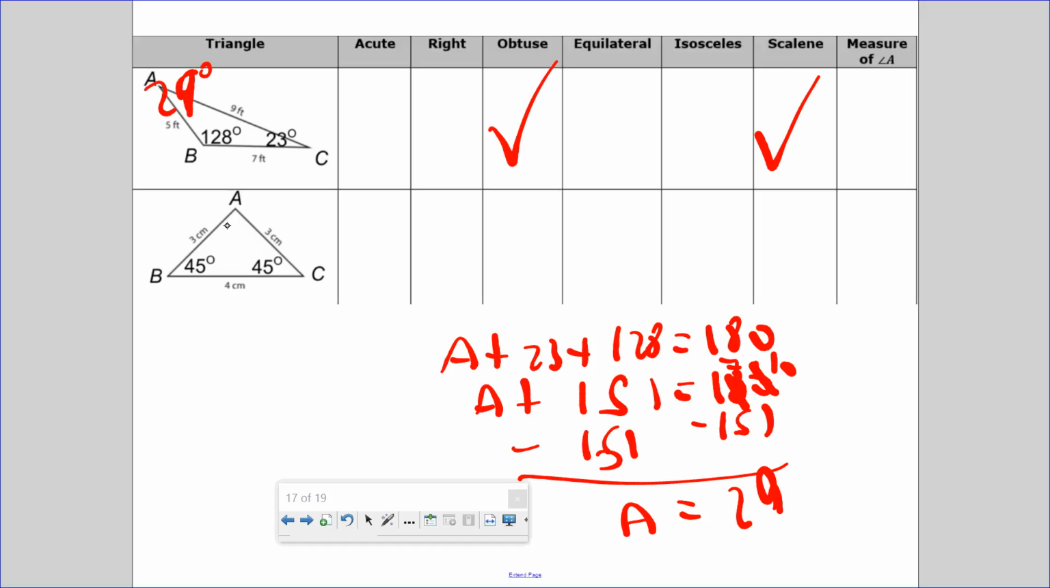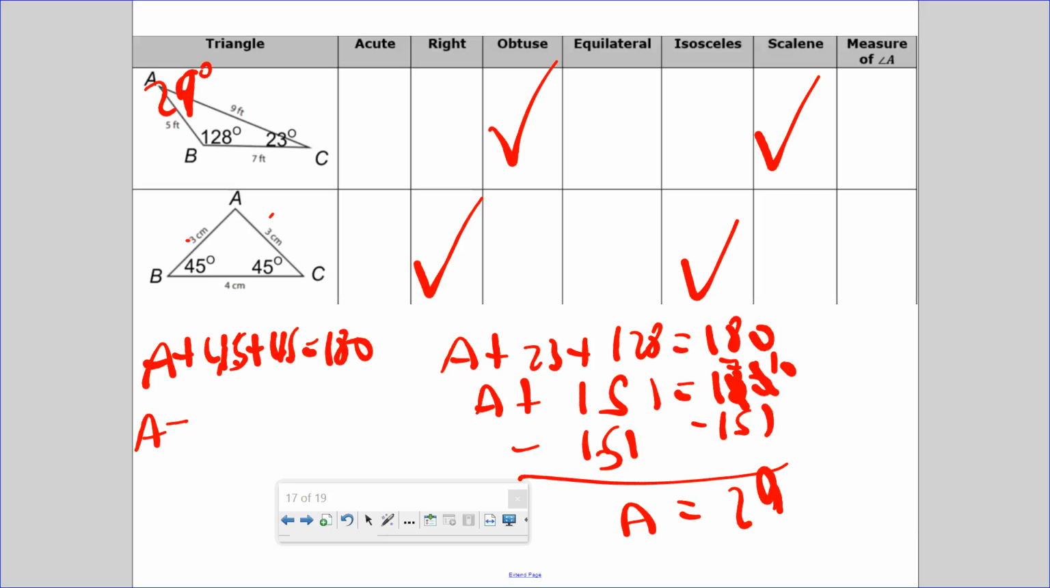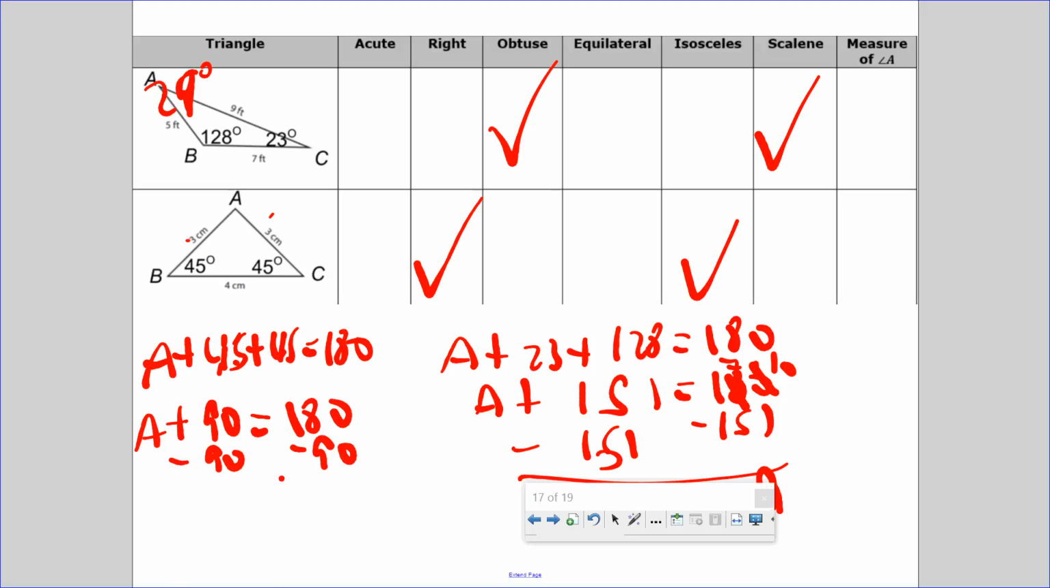Next one. You know, I'm not sure what kind of angle. It looks like a right angle to me, but we'll do the mathematics and confirm. And 3, 3, 4, two of them are the same, like my eyes. Oops, isosceles. So if I add A plus 45 plus 45 equals 180, A plus 90 equals 180. I do the inverse operation. So A equals 90, and I was correct. 90 degrees here, 29 degrees here.